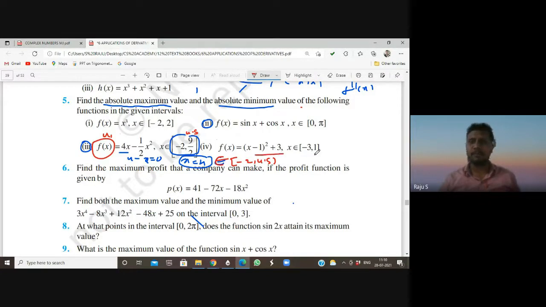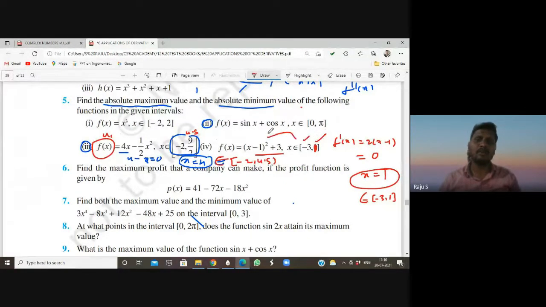That's all. Here also, what shall we do? Same, f dash of x. f dash of x is 2 into x minus 1, equating to 0. So x is equal to 1. Clear, students? x is equal to 1 is the critical point. Clearly it belongs to minus 3 to 1. We can include the end points here. x is equal to 1 is clearly an end point. So 1 clearly belongs to the closed interval minus 3 to 1. So at 1 and at minus 3 alone, you have to find the function value.